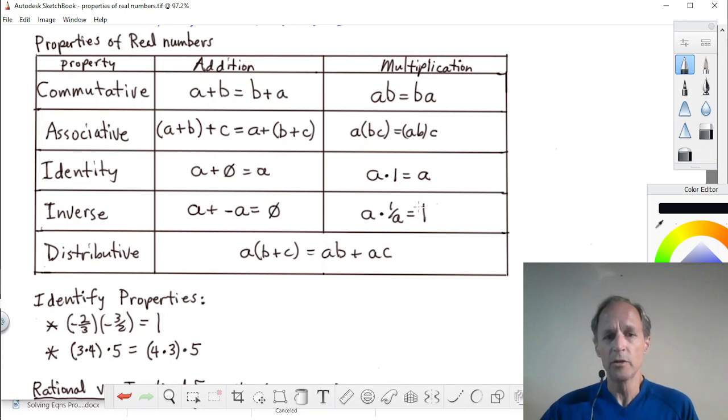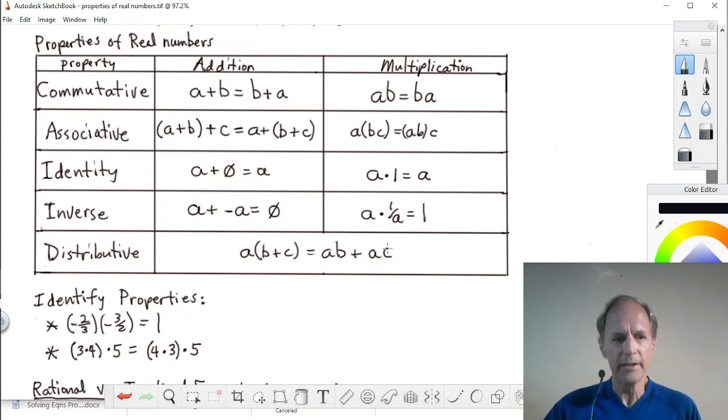And for multiplication, the identity element is 1. So we're saying there's an inverse for any real number that you can multiply that real number by to get 1. We call that the reciprocal. A times 1 over A is 1. And last, the distributive property says A times the quantity B plus C is the same as taking A times B plus A times C.